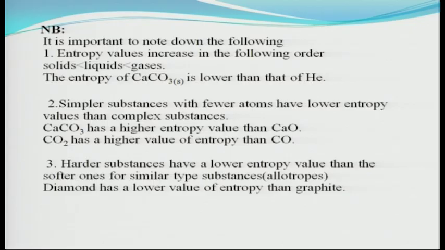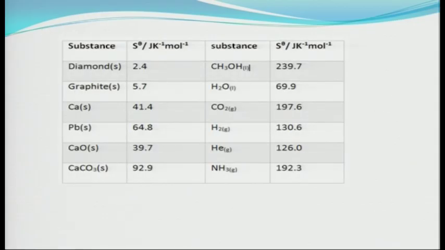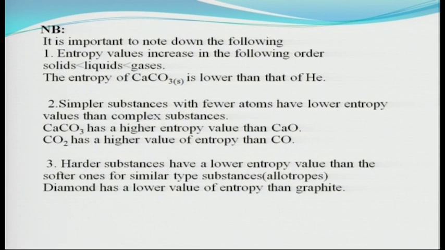If you look at our table here, you observe that solids have lower entropy values compared to gases. If it is carbon dioxide in solid state, it will have a lower entropy value than when it is in gaseous state. It is good to note that simple substances with fewer atoms have low entropy values because they can move faster. You observe that calcium carbonate has a higher entropy value than calcium.